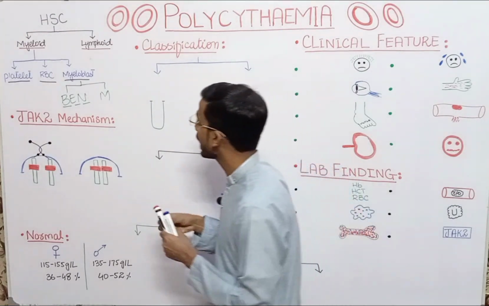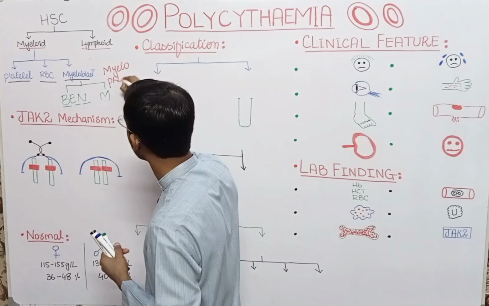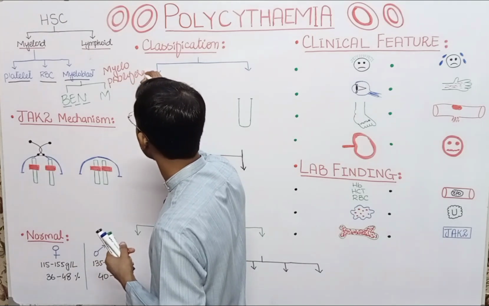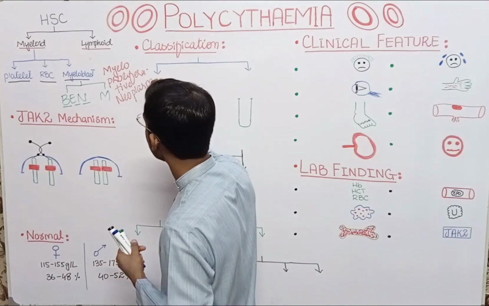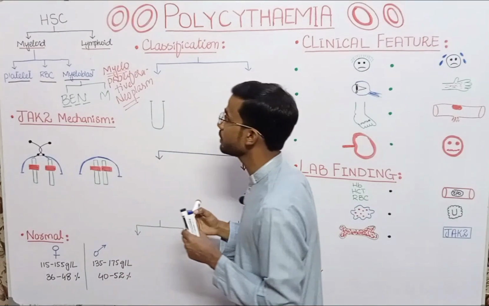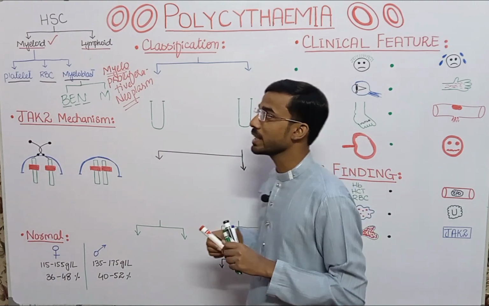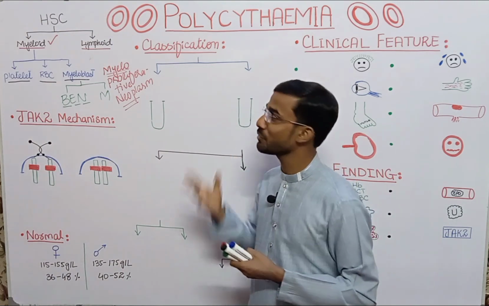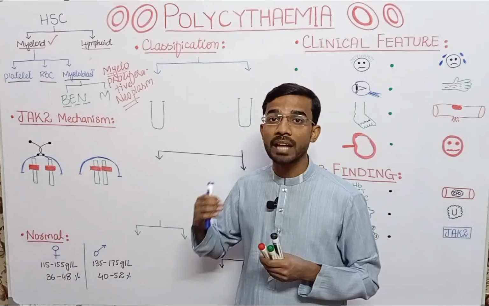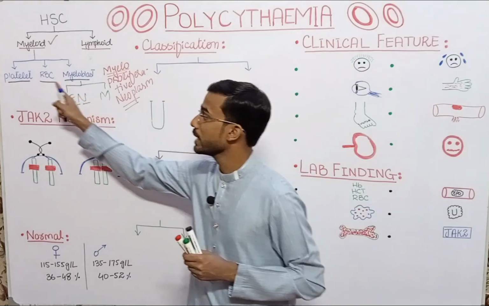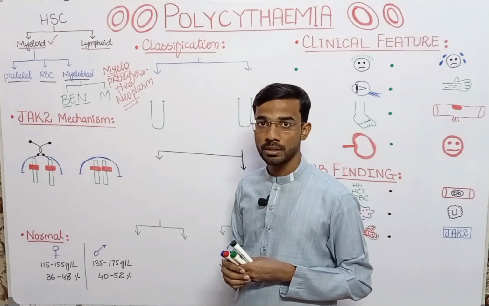So if we see the myeloproliferative neoplasm, the name indicates myelo, it means there is a defect in the myeloid lineage. If there is a defect in the myeloid lineage, then it results in an increment in all the lineages, like the increase in the platelets, increase in the RBCs, increase in the myeloblast.